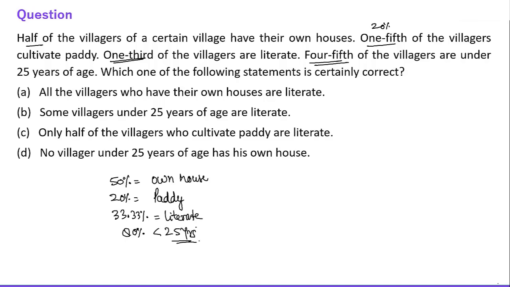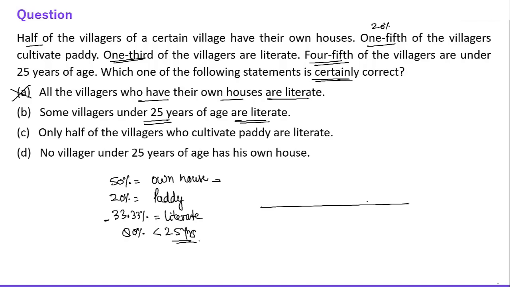Right. Which of the following statements is certainly correct? Certainly means definitely correct, right? It has to be correct. Okay. So all the villagers who have their own houses are literate. All the villagers. So 50% have their own houses and literate is 33.33%. So this can't be certainly true. After that, they are saying some villagers under 25 years of age are literate.